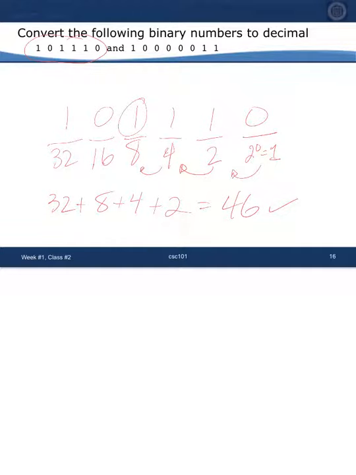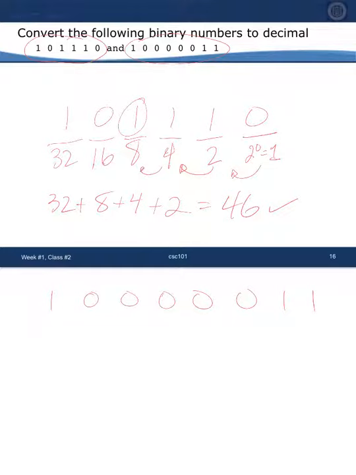Okay, similarly, maybe we'll just quickly do this other one here. Let me jot it down first. So that's 1, 0, 0, 0, 0, 0, 1, 1. So this is a full byte of memory. This is 8 bits that you see here.